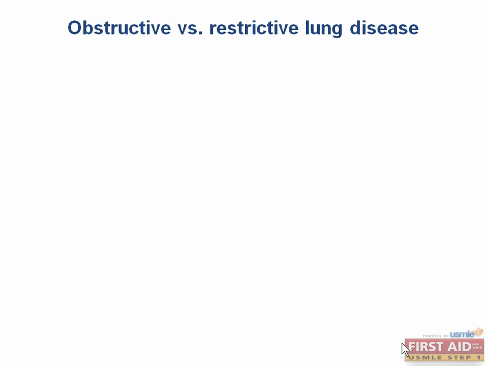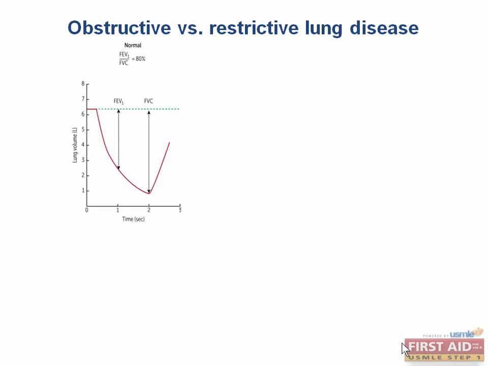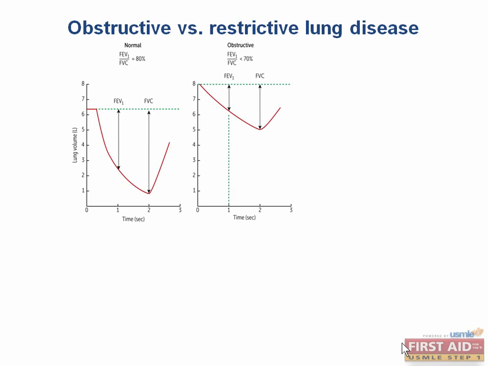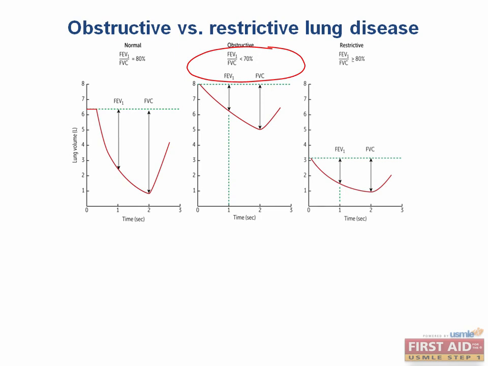Let's take a look at some final lung volume comparisons to make sure we solidify these two types of lung pathologies in our heads. Now, in a normal lung volume curve, as discussed previously, our FEV1 to FVC ratio will be about 80%, meaning that the air that we can forcefully blow out in 1 second will be about 80% of the total air that can be exhaled maximally. In obstructive lung diseases, both the FEV1 and FVC volumes are decreased, as is the overall FEV1 to FVC ratio. And finally, in restrictive lung diseases, both the FEV1 and FVC volumes are decreased, but the ratio between the two is preserved and may actually increase.